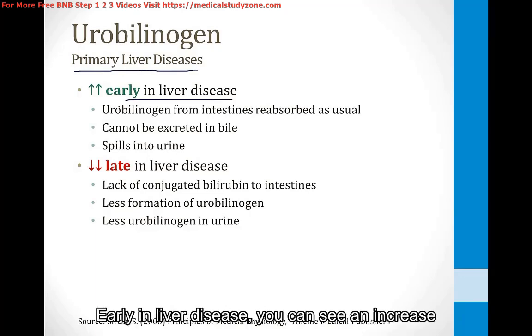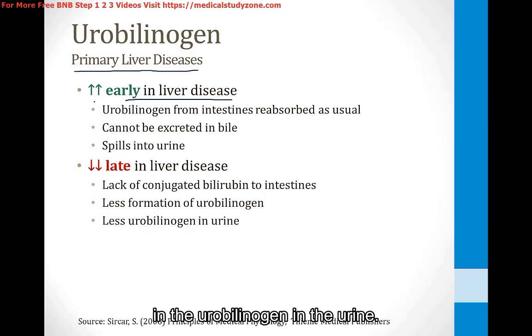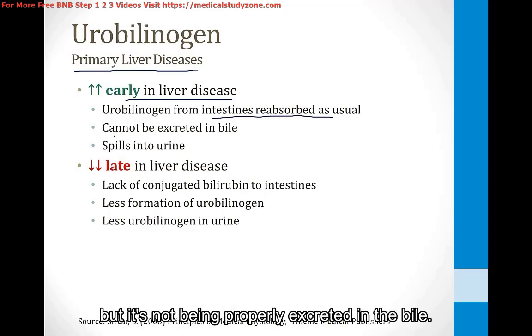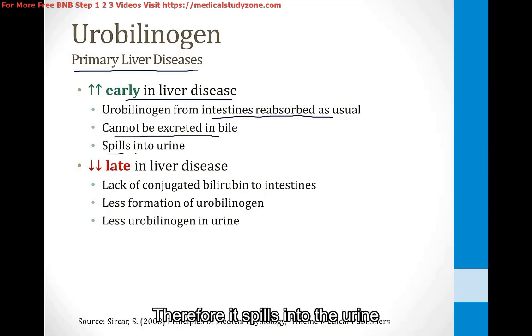Early in liver disease, you can see an increase in the urobilinogen in the urine. That's because urobilinogen is absorbed from the intestines as usual, but it's not being properly excreted in the bile, therefore it spills into the urine and raises the urobilinogen level.